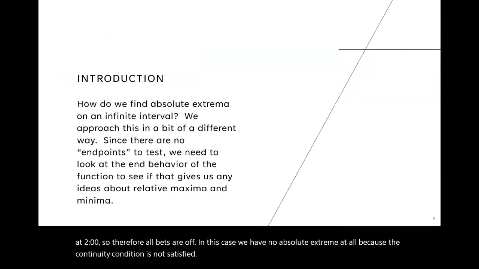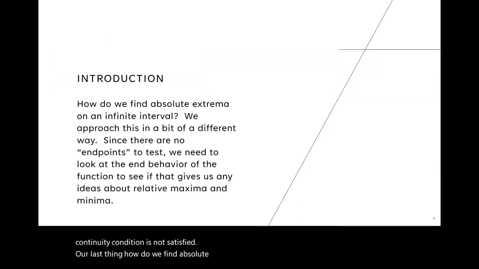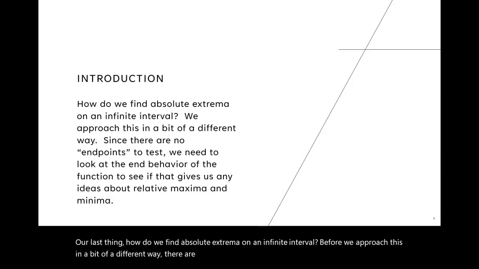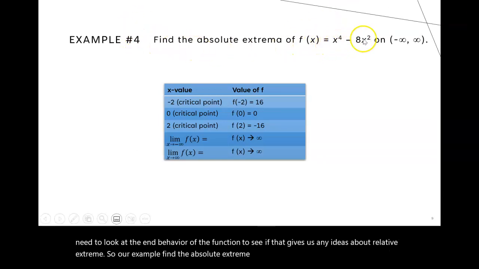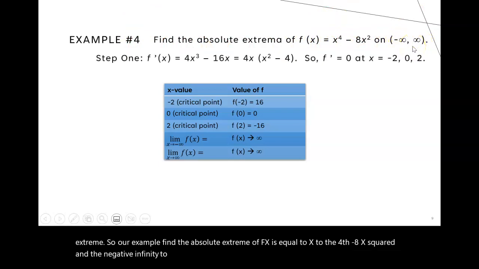So our last thing, how do we find absolute extrema on an infinite interval? Well, we approach this in a bit of a different way. There are no endpoints to test like in the previous problems. So we need to look at the end behavior of the function to see if that gives us any ideas about extrema. So our example, find the absolute extrema of f of x is equal to x to the fourth minus 8x squared on the negative infinity to infinity interval.